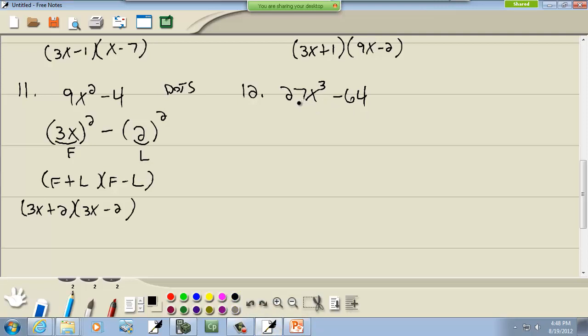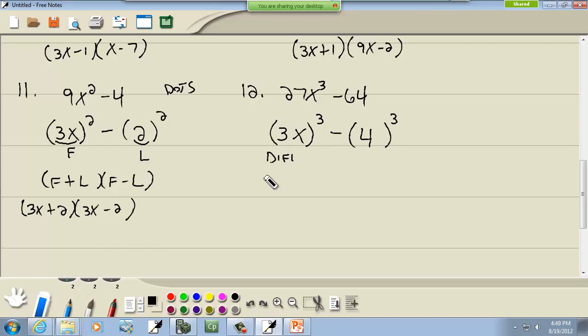But you ask yourself what times itself gives you 27, and there's nothing because we have to deal with integers. So that fails. So we go on to the next method, difference of two cubes. Instead of writing it as something squared minus something else squared, we write it as something to the third power minus something else to the third power. Looking at each piece, you ask yourself what times itself three times gives us that number. For the 27, 3 times 3 times 3 gives you 27. For the x to the third, x times x times x. For the 64, 4 times 4 is 16, times another 4 gives you 64. So we were able to write this as something to the third power minus something else to the third power.